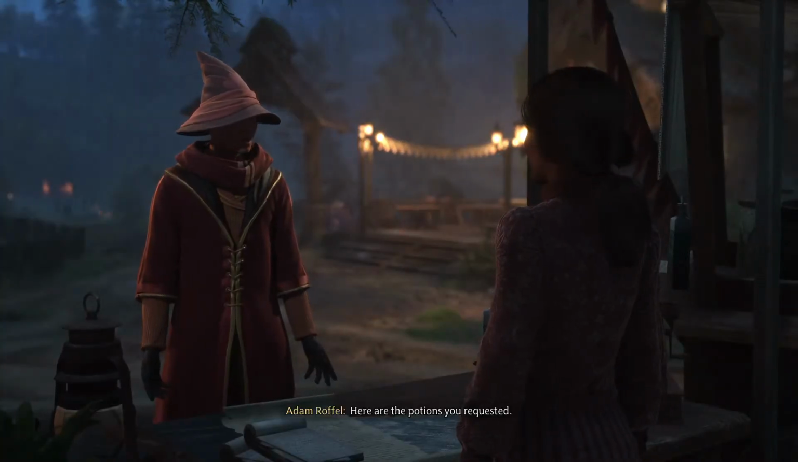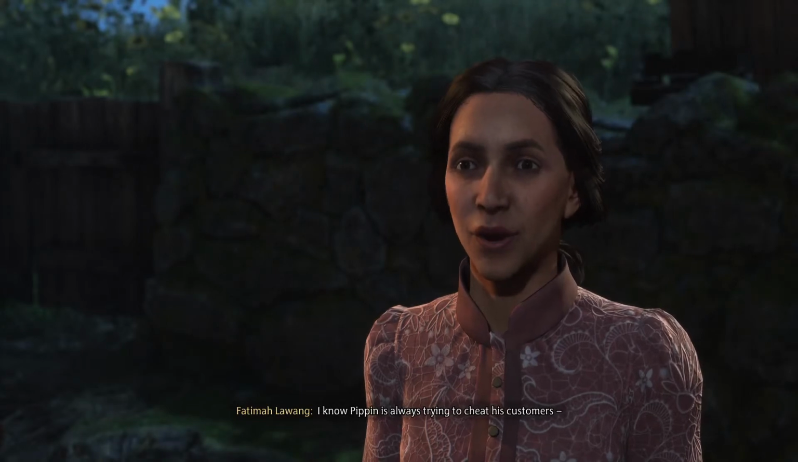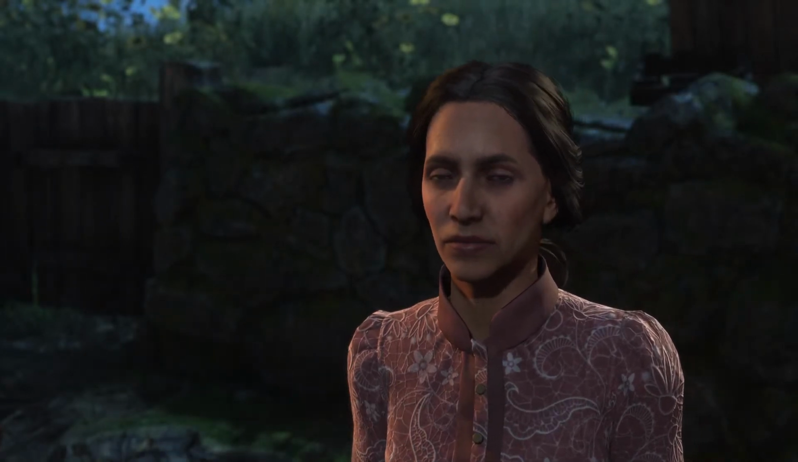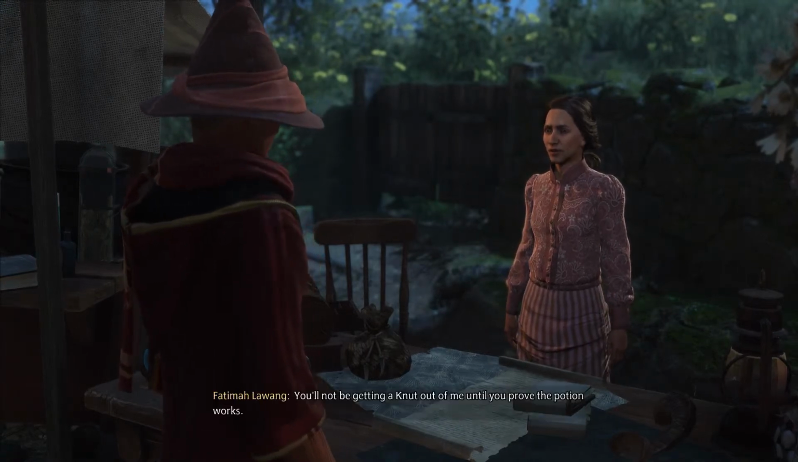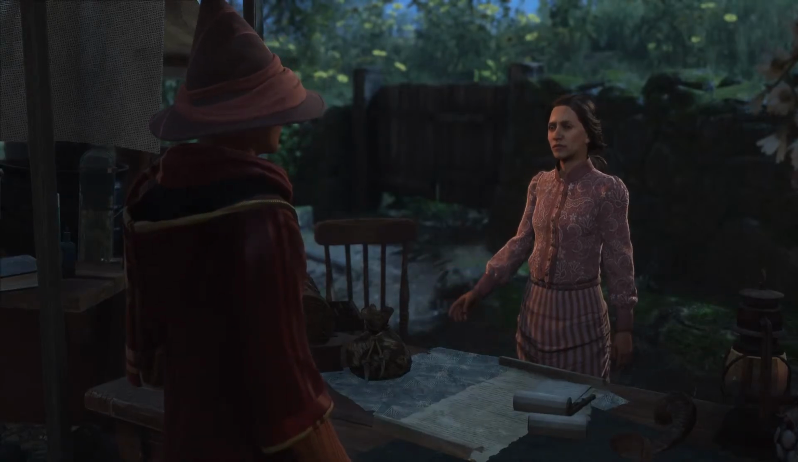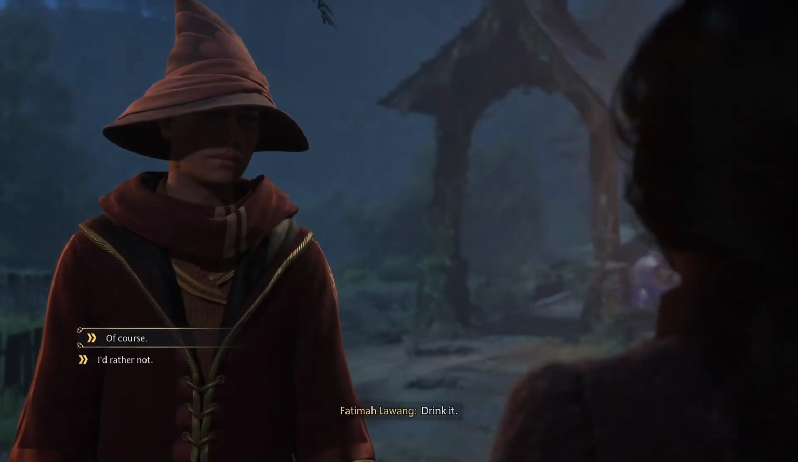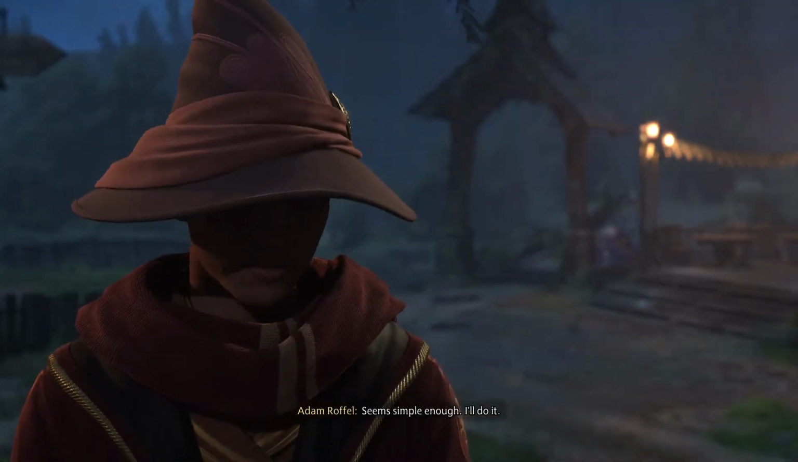Here are the potions you requested. You think it's so simple? I know Pippin is always trying to cheat his customers. Cutting corners to save some galleons for himself at the expense of quality. You'll not be getting a canut out of me until you prove the potion works. Drink it. Seems simple enough. I'll do it. I should think so.